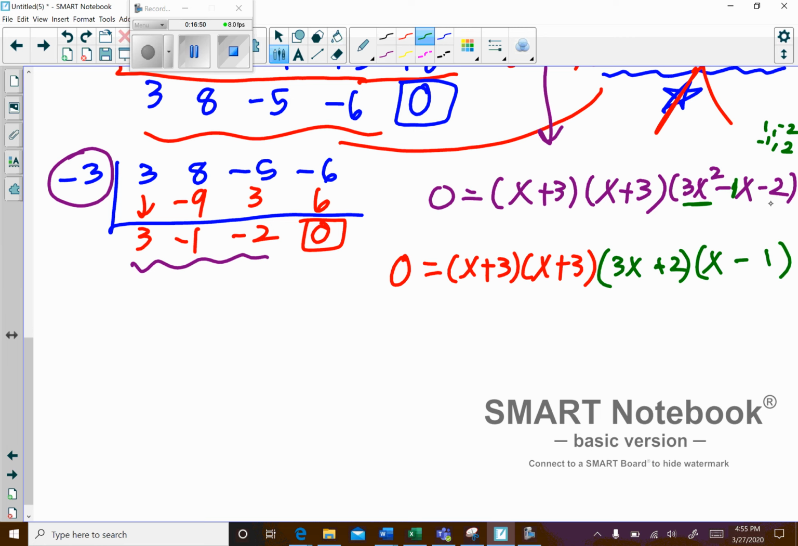So we have actually only 3 solutions, okay, because we have a multiplicity of 2 on this first one. So really only list the negative 3 once, and that was the one that was given to us. Then the solution to this factor right here would be negative 2/3. And then the solution to the last factor is going to be a positive 1.